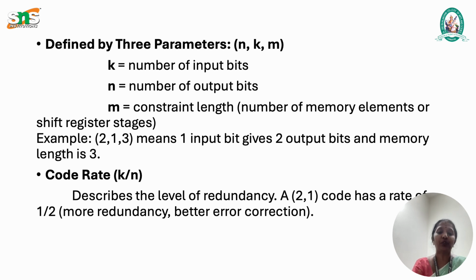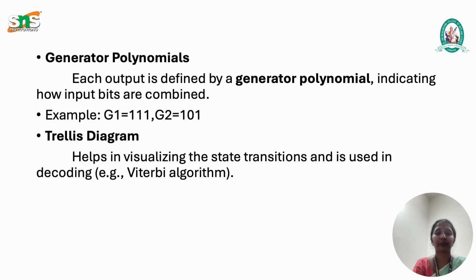The next important thing we should remember is the code rate. It describes the level of redundancy, how much we are repeating that data. For example, we are adding some extra bits, so that we can find out the error correction. Generator polynomial: I said when you give that input, two generator polynomials, G1 and G2, are used, indicating how input bits are combined. For example, if you use G1, the output will be 111. If you use G2, the output will be 101.